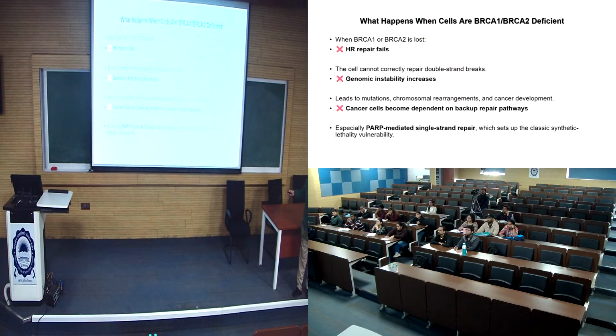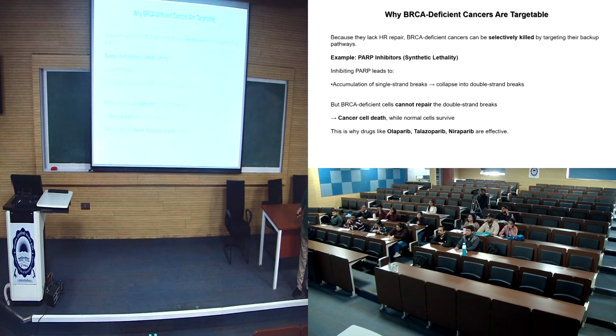Okay. So when BRCA1, BRCA2 is lost, then homologous recombination repair fails. They cannot fix double-stranded breaks. Cancer cells become dependent on a backup repair pathway, and that is where PARP-mediated repair comes in.